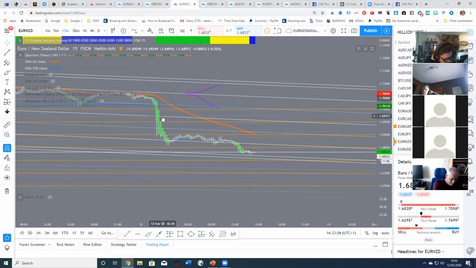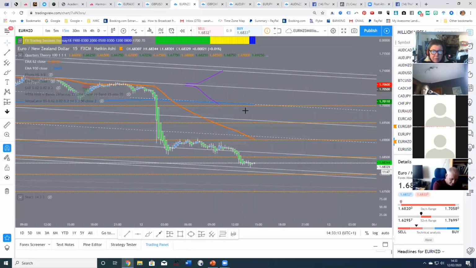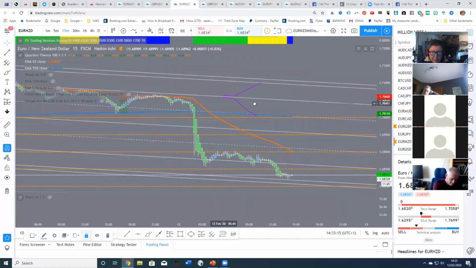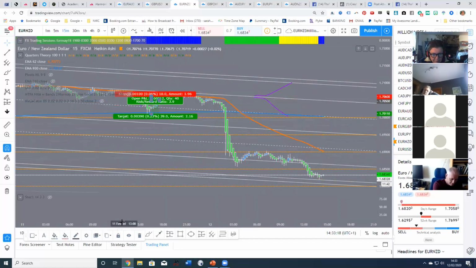I've made a note of that. It could go back up about 80 pips to the 50% line, and I'll show you how to put that on. So I'm on the 15 minute. That was my trade call yesterday. Just take that off.